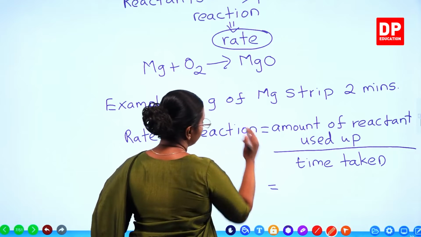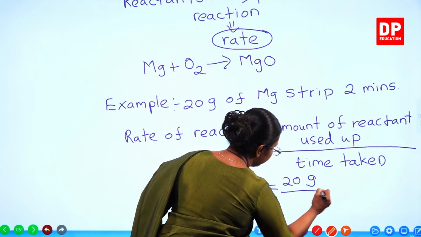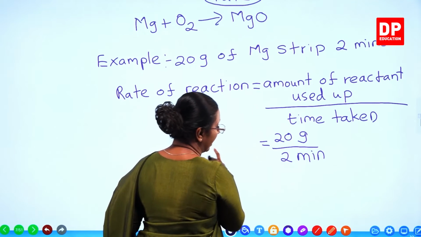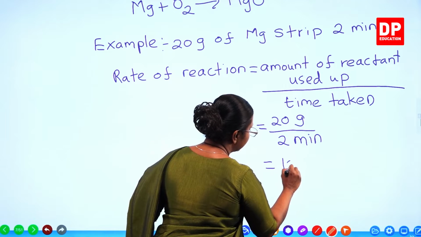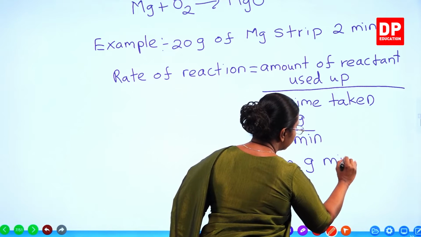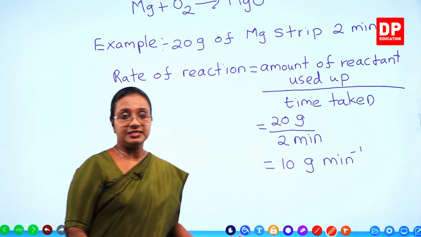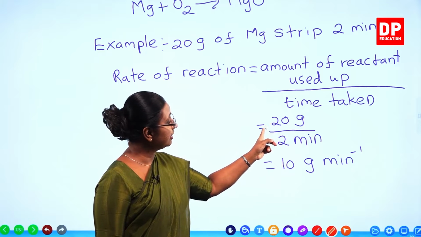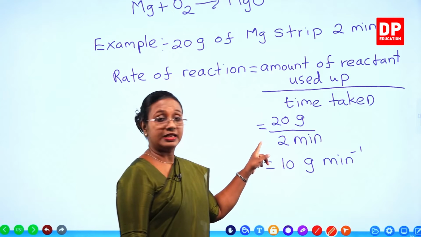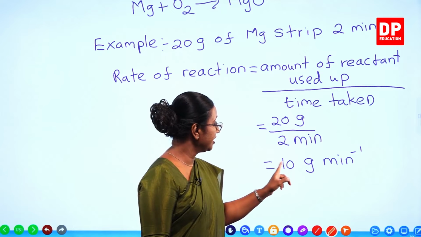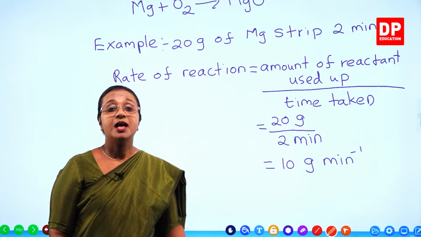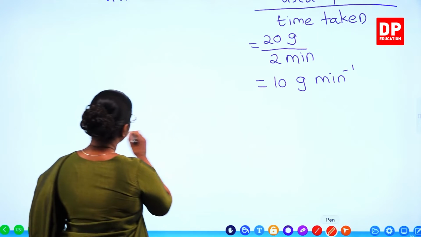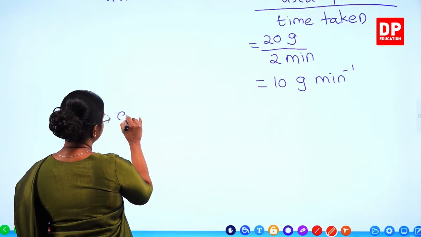So here, now you know 20 grams of magnesium reacts in 2 minutes. So then, if you calculate, you get the rate as 10 gram per minute. So like this, depending on what we measure. Now here it is the reactant 20 grams in 2 minutes. So the unit for rate of reaction here is grams per minute. Like this.